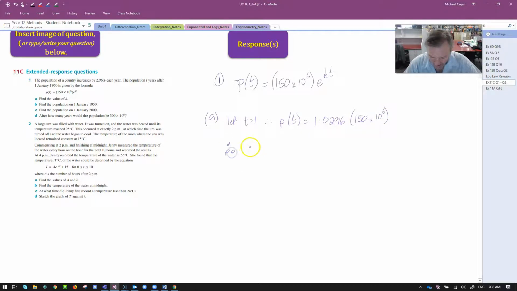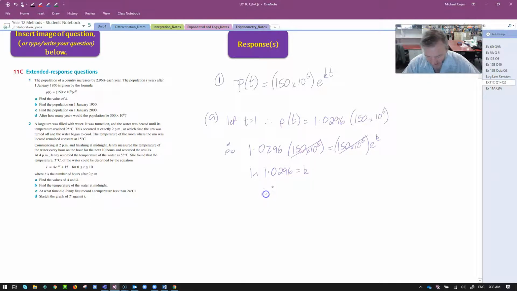So writing out the equation, 1.0296 times 150 million is equal to 150 million times e to the k. And of course t was 1, so we don't need to write that. You can see the initial population is going to cancel. So I've got 1.0296 equals e to the k, so using the natural log of 1.0296, that's going to tell me what k is.